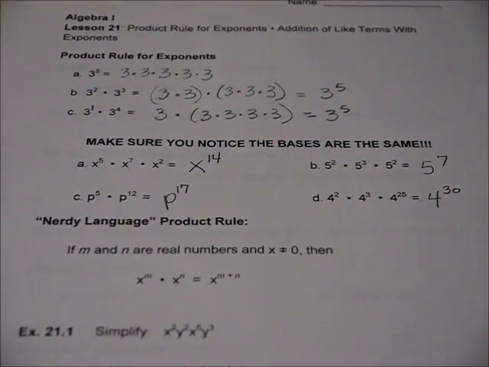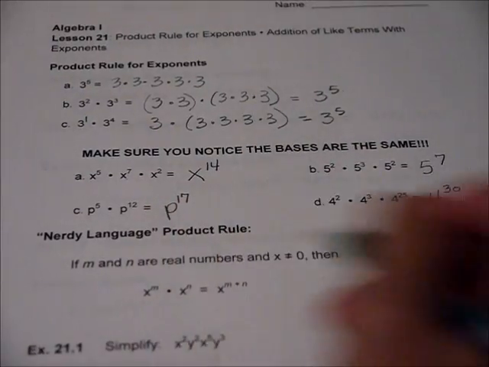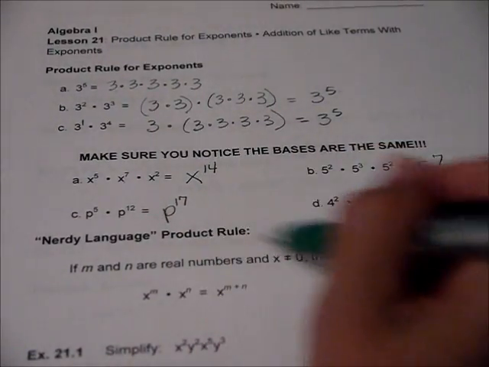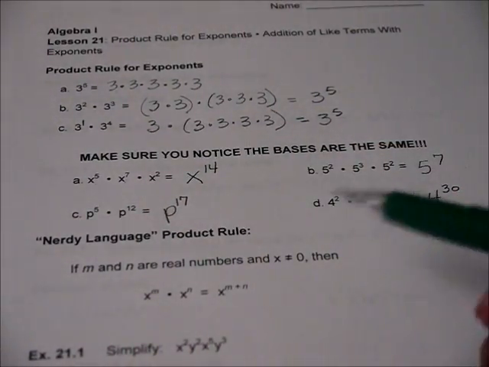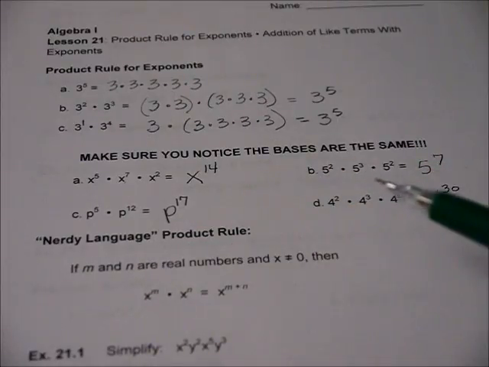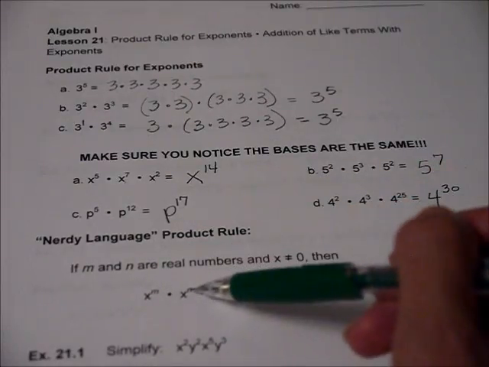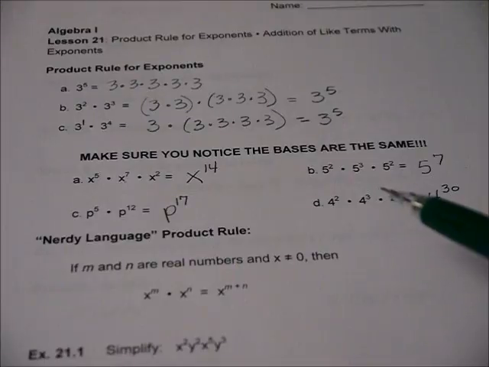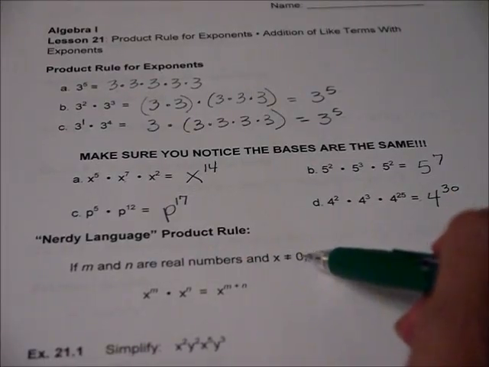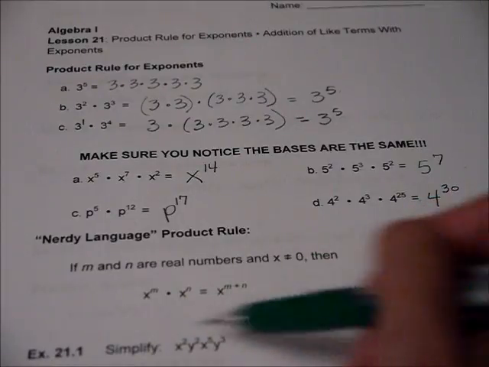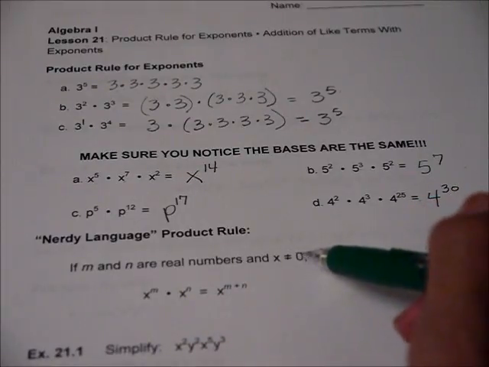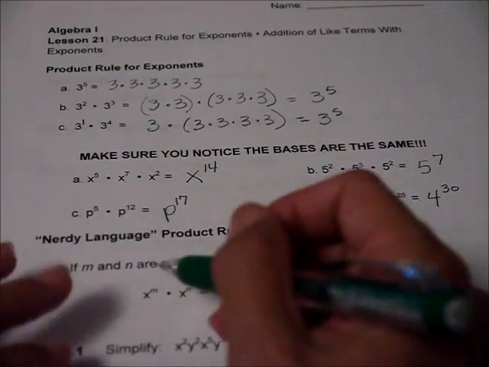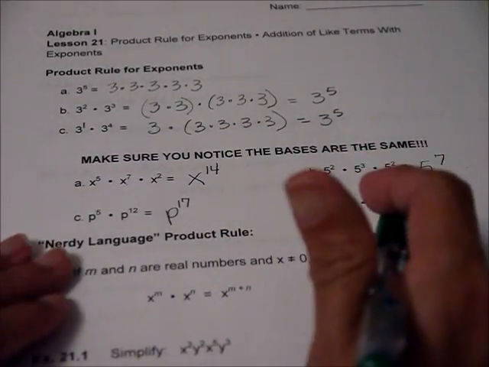All right, nerdy language alert, product rule. And this is the technical definition for it in math. If m and n are real numbers, right here and here, meaning they're not imaginary numbers. Don't even worry, we're only dealing with real numbers for a very long time. So yes, they are real numbers, and x cannot be equal to 0. If x equals 0, none of this really applies. We don't take 0 to a power, okay?